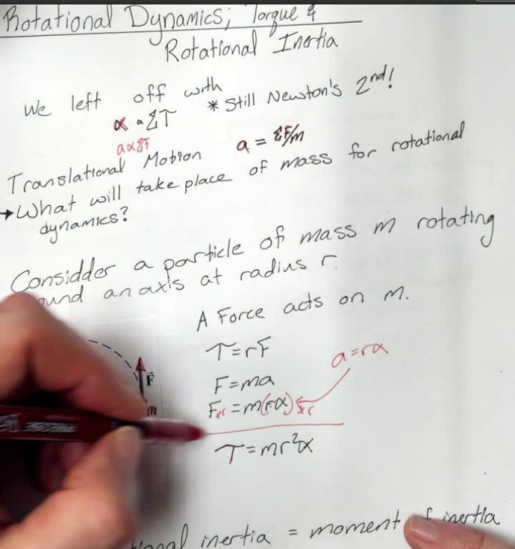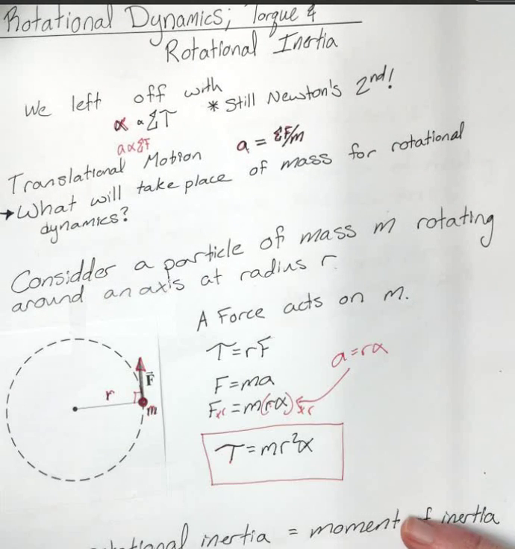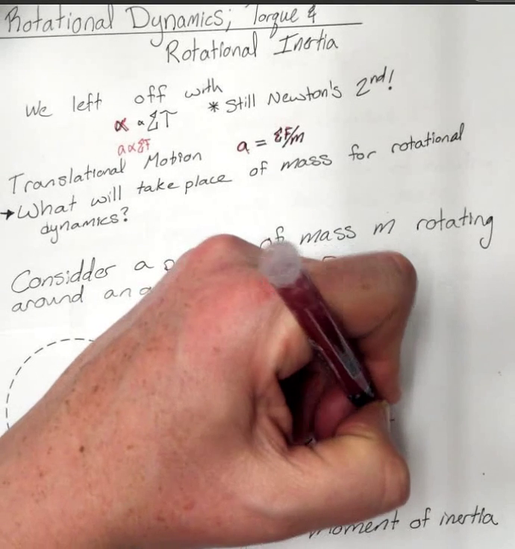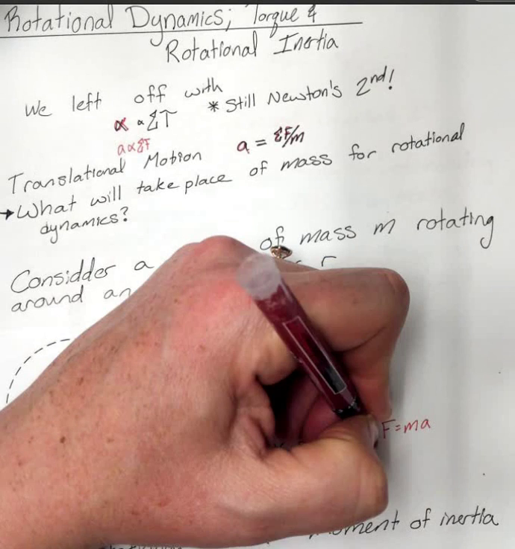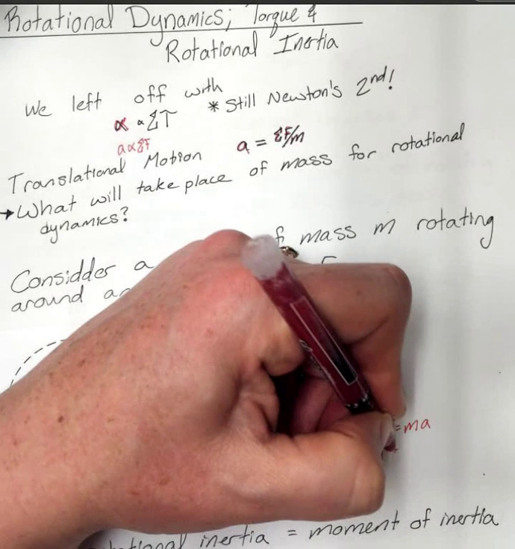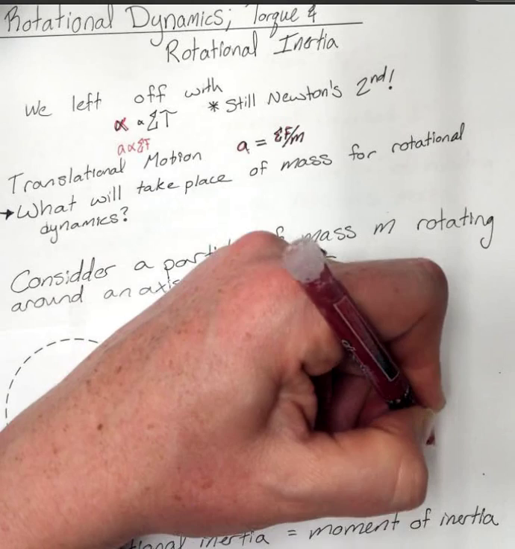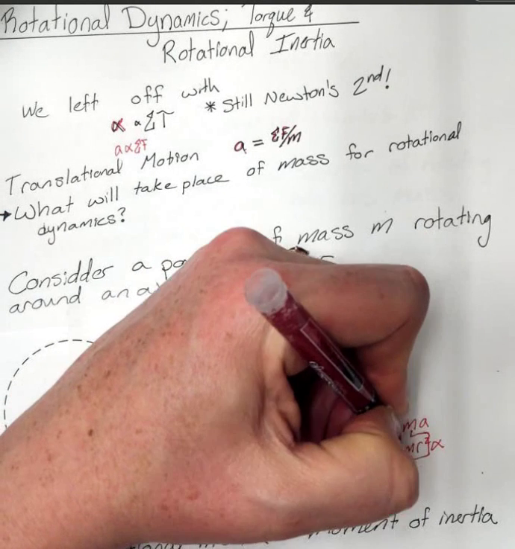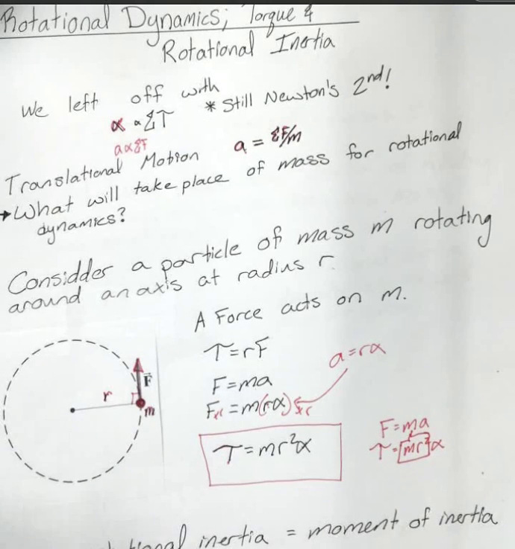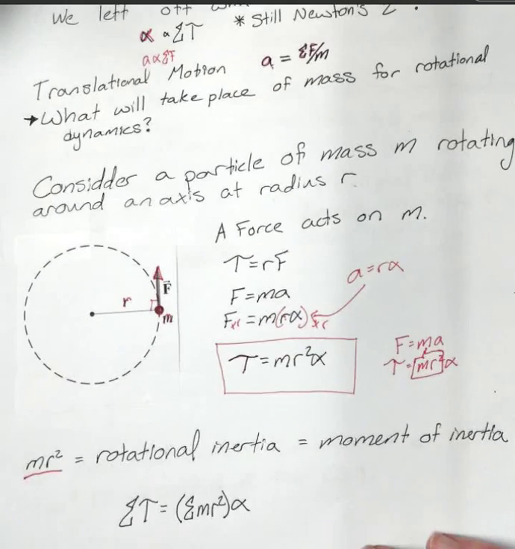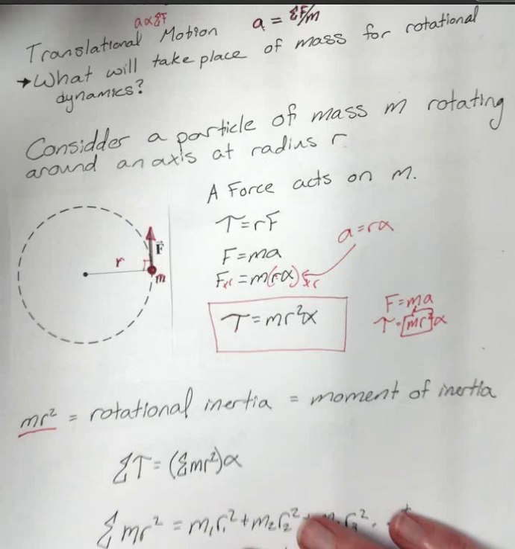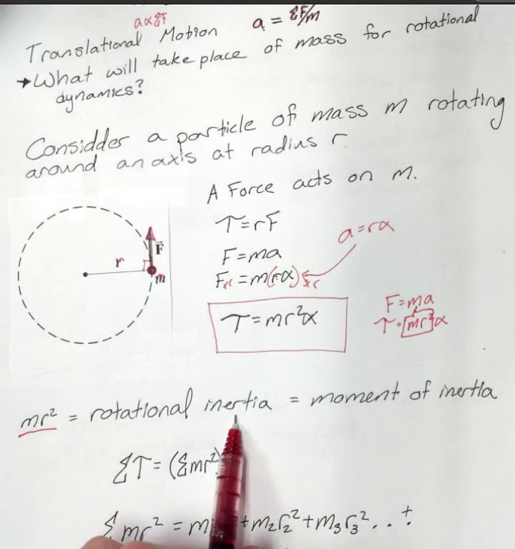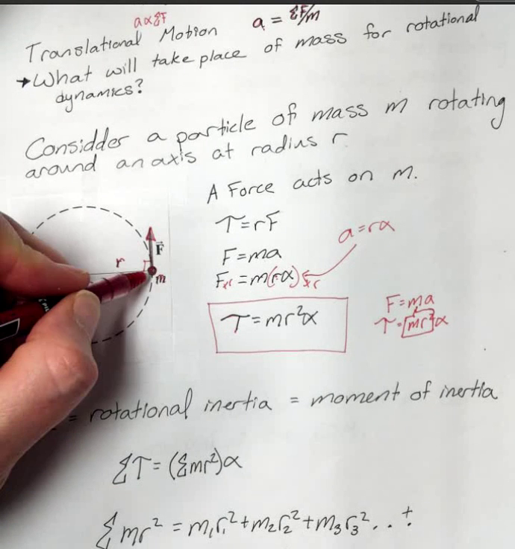So here it is. Here is our version of Newton's second law for rotational motion, where for translational motion it was F equals ma. Now for rotational motion, it's torque equals mr squared alpha. Here, the role of mass is being played by this mr squared value. This mr squared value, for the simplest possible situation, is rotational inertia. And that's just the inertia of the movement of this particle right here.